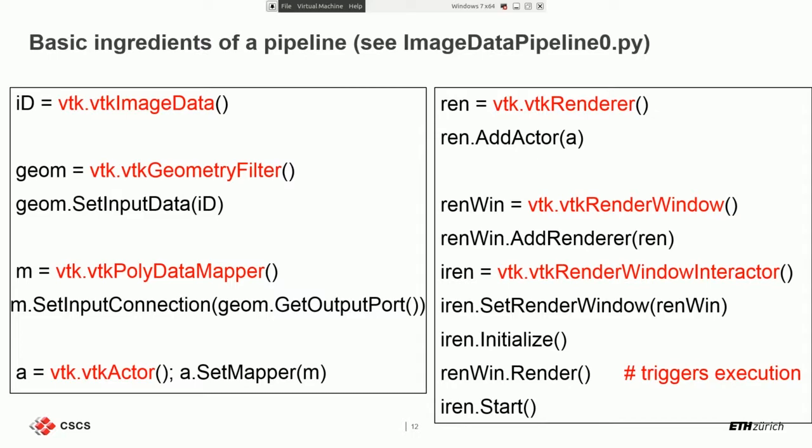So always a source of data, a filter operation, a mapper operation, and then anything that has to do with the rendering itself.